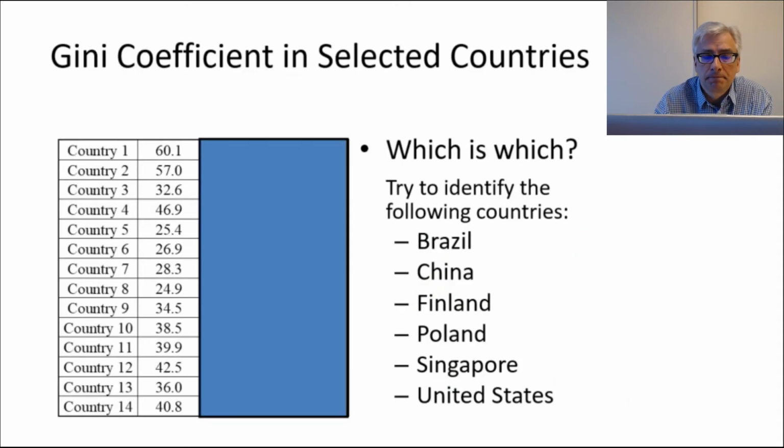Okay, now it's time for you to try to make your guesses. Please pause this movie for a second and think of those 6 countries that are presented here: Brazil, China, Finland, Poland, Singapore, and United States. They are hidden somewhere in those 14 countries that you can see. So you've got 14 countries, you've got 14 corresponding Gini coefficients. Try to make your guesses.